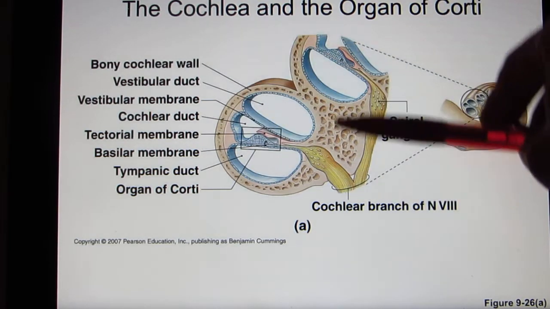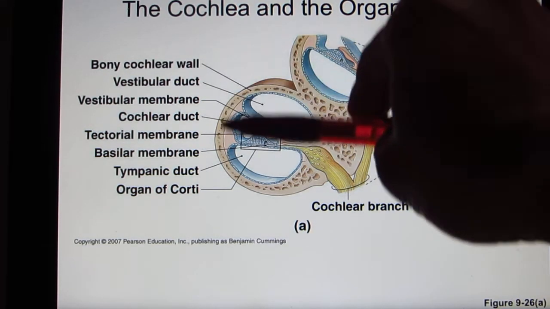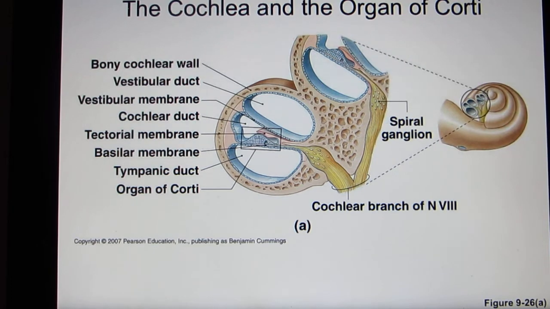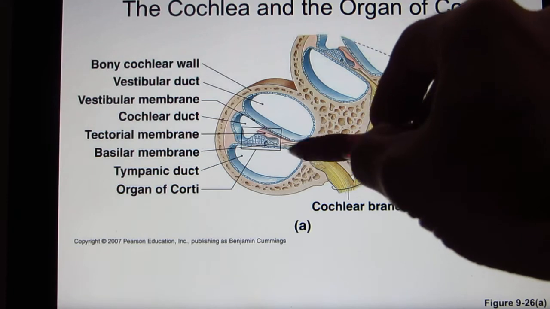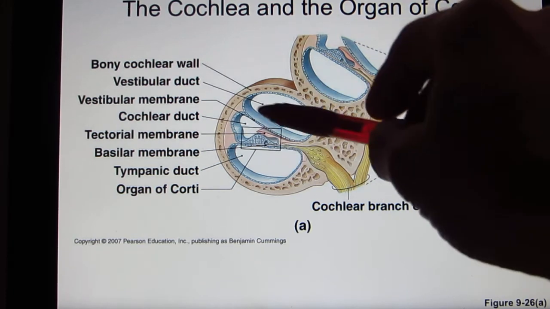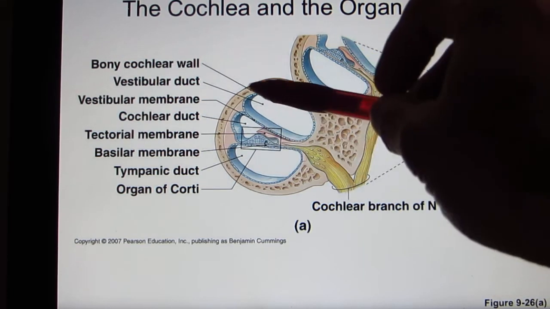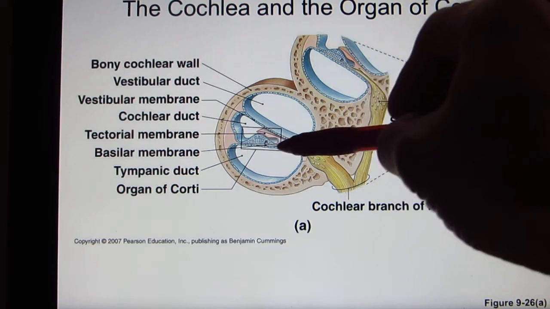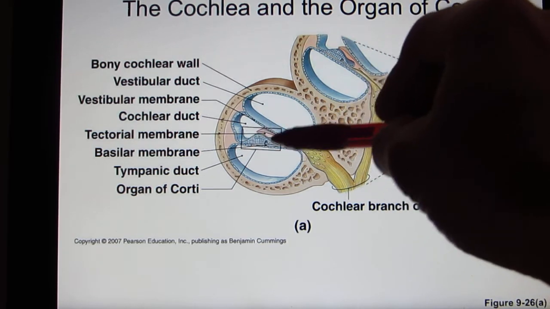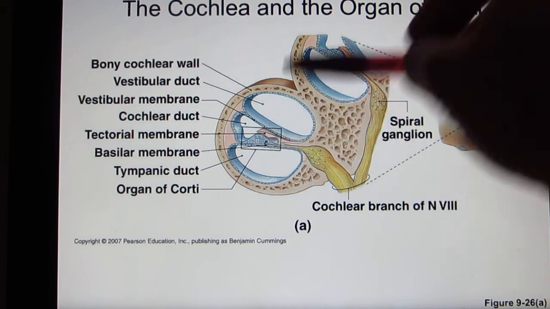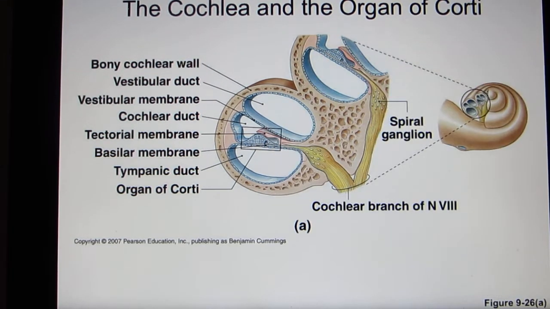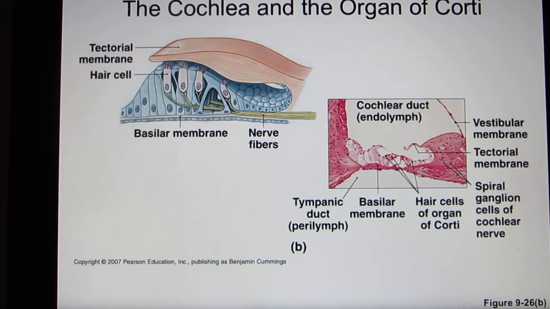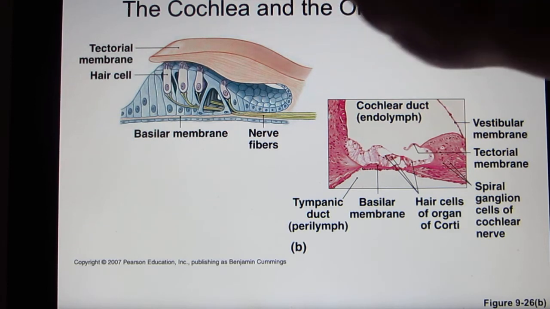That's the cross section. Most of this structure is filled with liquid. We call it perilymph in the vestibular duct and the tympanic duct. And in this small area, we call the organ of Corti. I call it a sandwich. And this is like the retina in the eye.